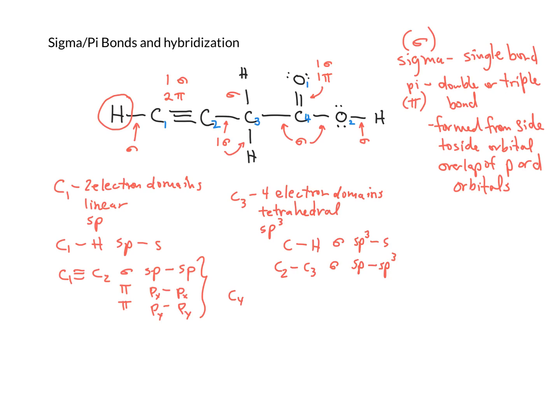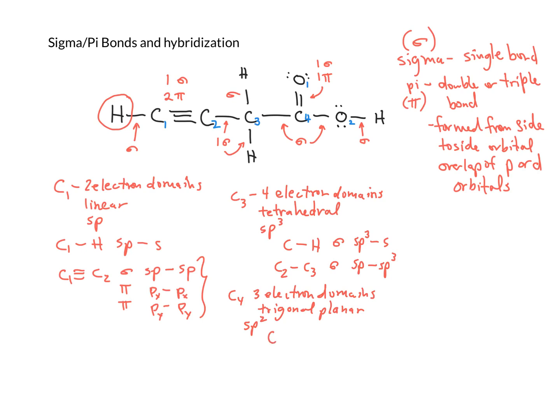Moving my way over to the right to carbon-4. Carbon-4 has 3 electron domains: a carbon-carbon single bond, a carbon-oxygen single bond, and a carbon-oxygen double bond. Because I have 3 electron domains and they are all bonding, I would be trigonal planar, as my electron domain and my molecular geometry. And because I have 3 electron domains, I would be sp2 hybridized.